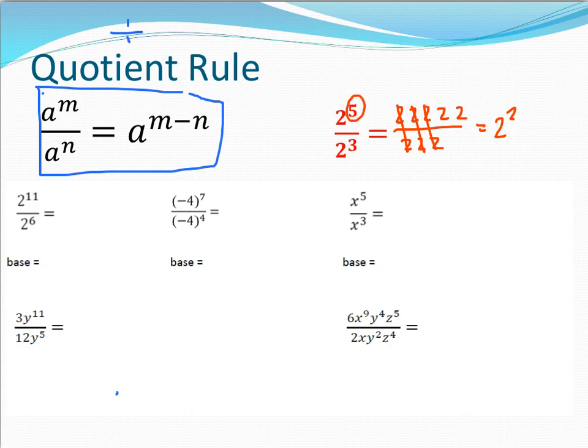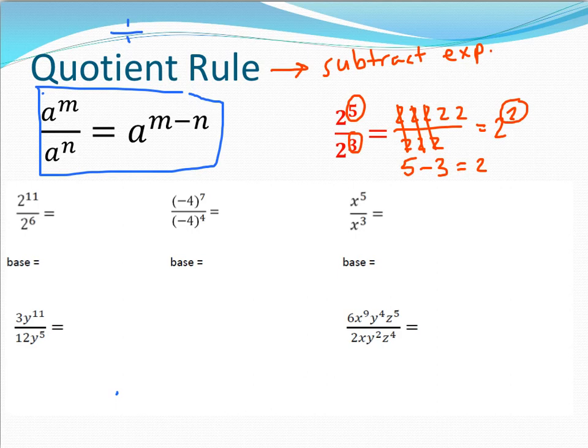So let's take a look. We have a 5. We have a 3. We end with a power of 2. How do you get from 5 and 3 to equal 2? You subtract. So the quotient rule here is when we are dividing things out, we need to subtract exponents. Okay, I'll write it as the exponents: subtract exponents.